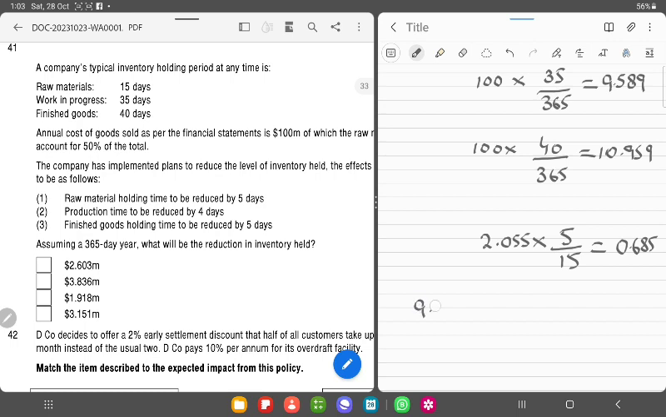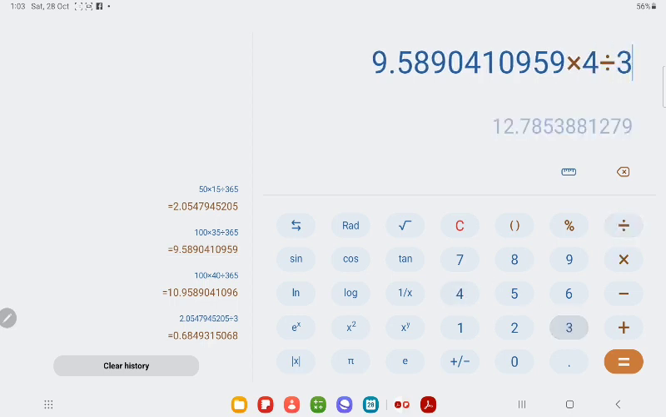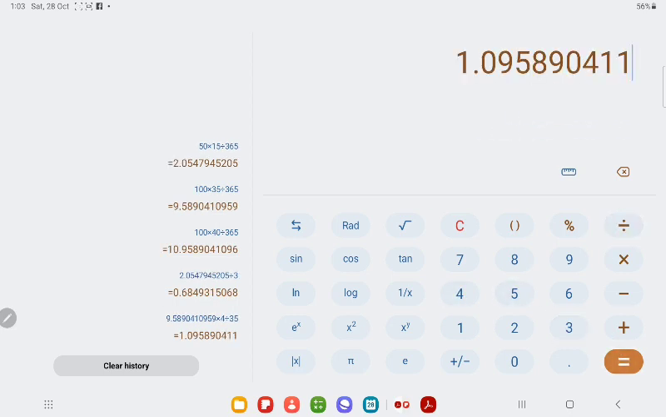Then 9.589 is the value of work in process inventory, and it is to be reduced by 4 days, and previously it was held for 35 days. So we can calculate this as 9.589 multiplied by 4 divided by 35. So it will be 1.096.